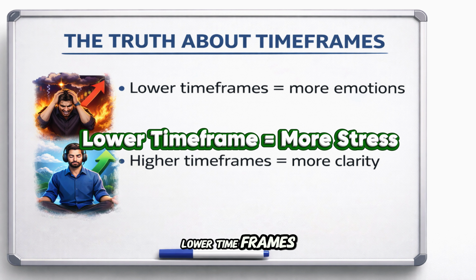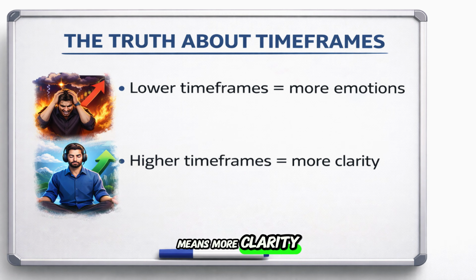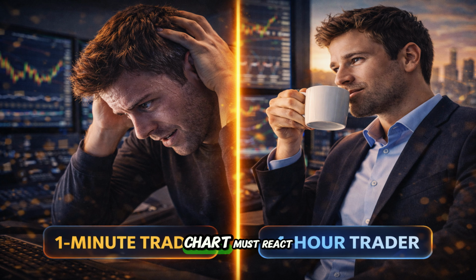Lower timeframes means more emotions. Higher timeframes means more clarity. A trader on a 1-minute chart must react fast. A trader on a 4-hour chart can wait calmly.